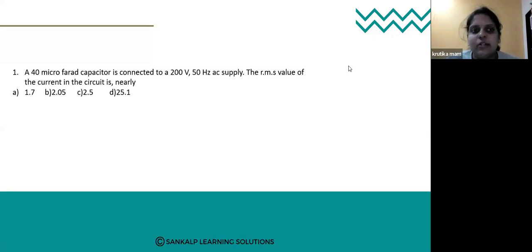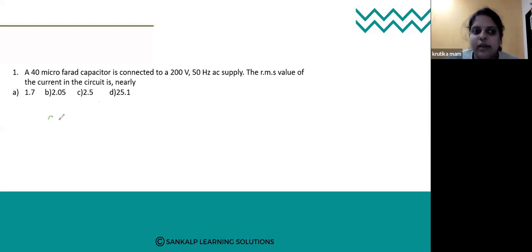We are discussing questions on the alternating current. So here we have the first question. A 40 microfarad capacitor is connected to a 220 volt 50 hertz AC supply. The RMS value of the current in the given circuit is nearly.